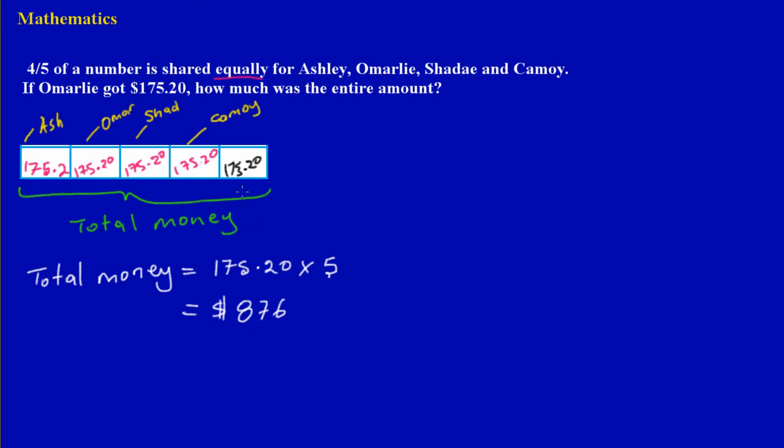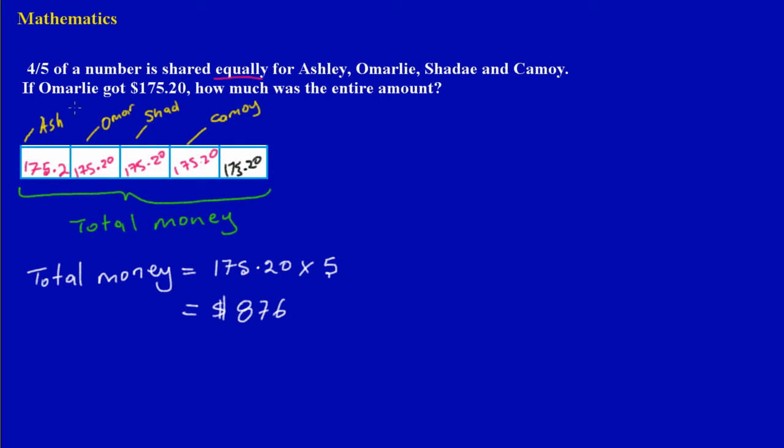As I've said, it's quite simple, it's quite clear, and I'll just run through it quickly again with you. Since they have said that 4/5 of a sum of money was shared, they have the dollar sign here, so it's money. They said it was shared equally among 4 persons, and the 4 persons would have received the same amount of money. So Ashley, O'Malley, Shade, and Kamoy received the same amount.